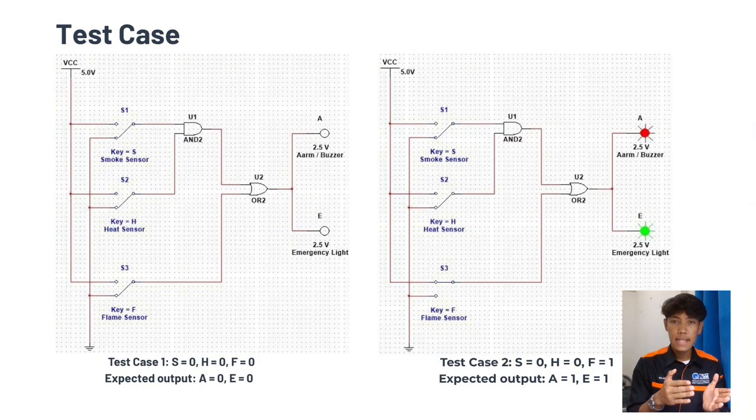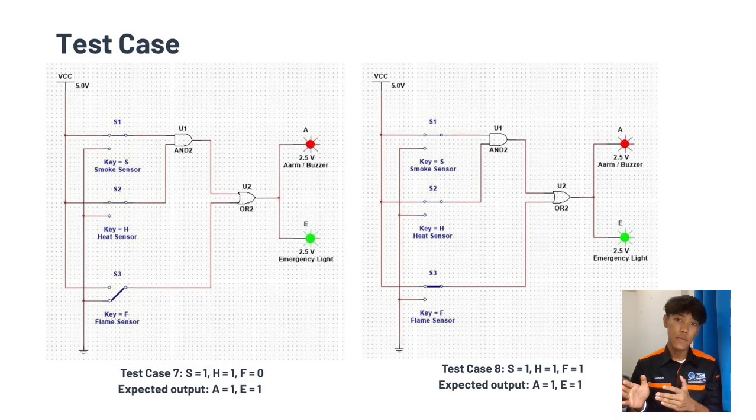For test case 2, S is 0, H is 0, and F is 1. This means only the flame sensor is active. Since the flame sensor is connected directly to the OR gate, the output becomes logic 1. So both the alarm and emergency light turn on. This test case shows that flame detection can activate the system immediately.